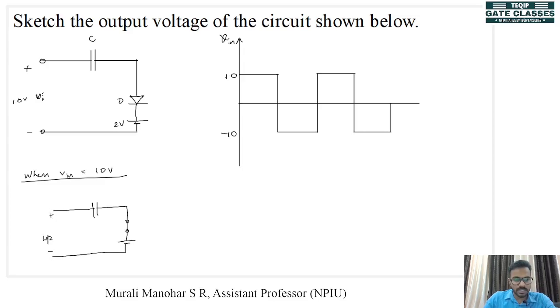Our input is plus 10 volt, right? Now what will be the potential here? It will be clamped to this 2 volt, right? Because output is now across this 2 volt. So this output voltage is 2 volt. Here we have plus 10 volt. And what will be the voltage across the capacitor? That will be plus 8 volt. So the capacitor is charged to plus 8 volt. And V out will be equal to 2 volt. So when the input voltage is 10 volt, output voltage is 2 volt.